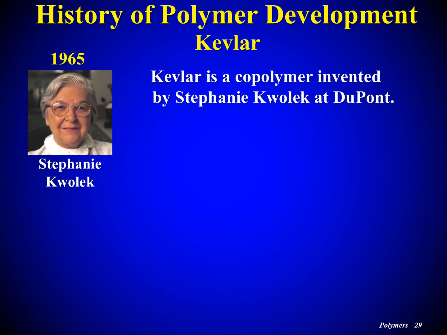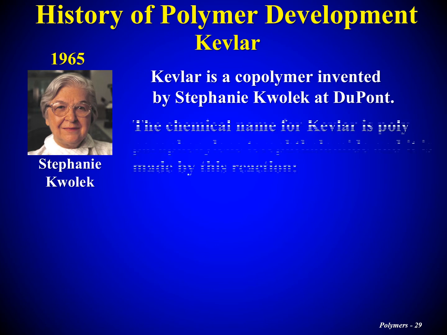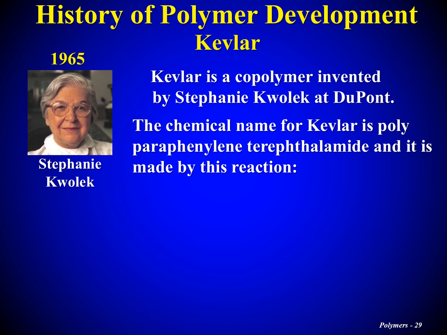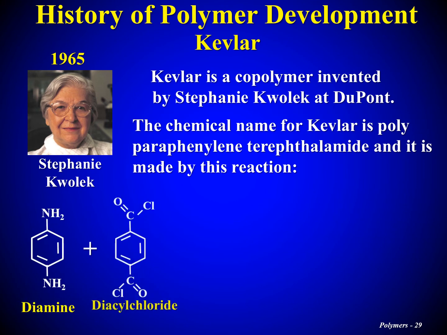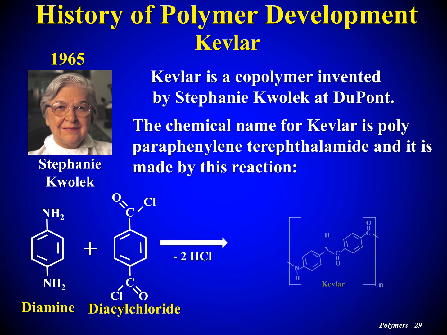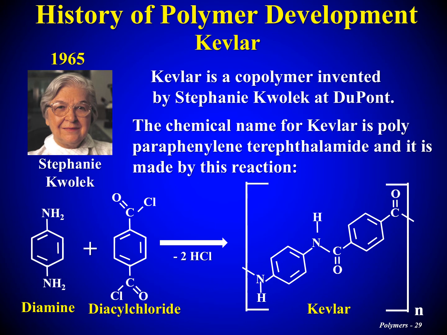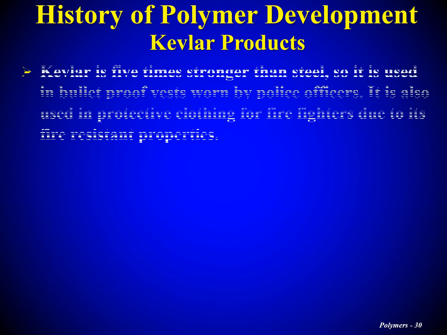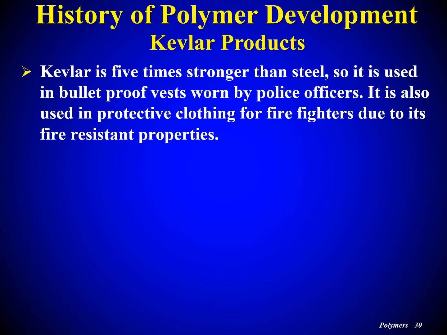In 1965, a copolymer called Kevlar was invented by Stephanie Kwolek at the DuPont Company. The chemical name for Kevlar is polyparaphenylene terephthalamide and it is made by the reaction shown in the diagram. Kevlar is made by reacting phenylene diamine with phenylene diacid chloride. The general name for this type of polymer is a polyamide. Kevlar is 5 times stronger than steel, so it is widely used in bulletproof vests worn by police officers. It is also used in protective suits, gloves, and shoes for firefighters due to its fire-resistant properties.